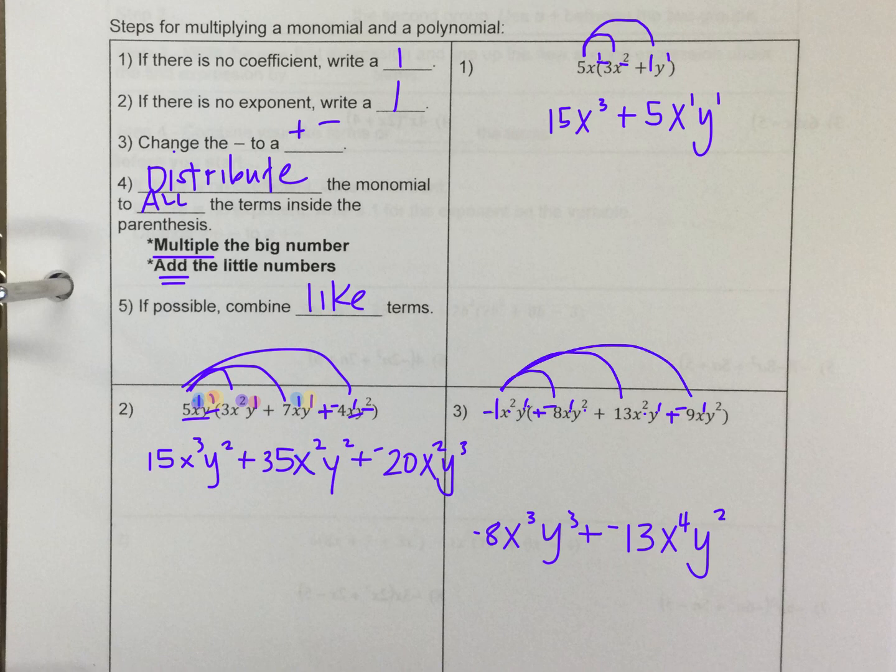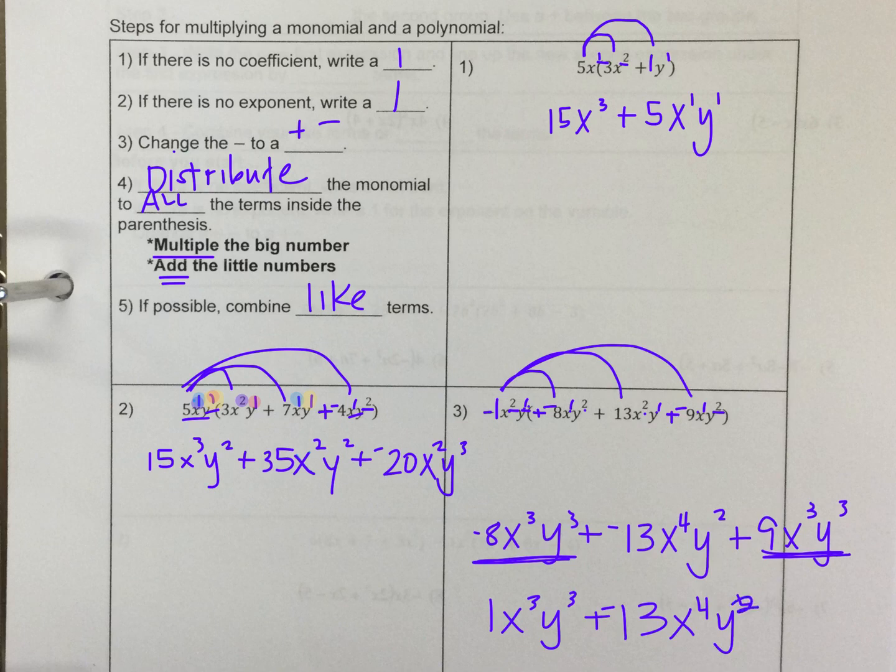Negative 1 times negative 9 is positive 9. X, I got a 2 and a 1, which makes 3, and a 1 and a 2, which makes 3. Now, when I look at these, I see that this one has the same last name exactly as that one. So I can put them together with old school baby math. Negative 8 plus 9, that gives me a 1, x3, y3, plus negative 13, x4, y2.